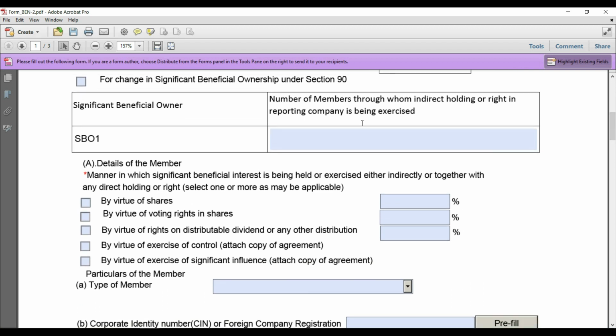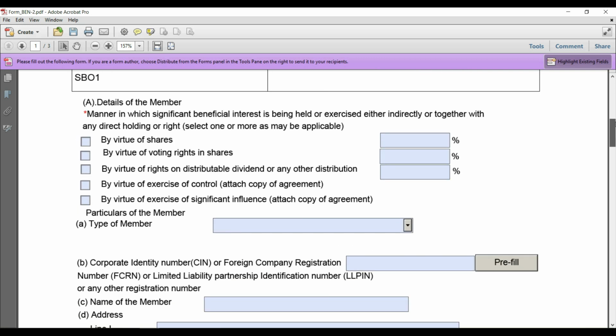Okay. For the significant beneficial owner member through whom the indirect holdings or rights in the reporting company are to be exercised, actually, we don't have to mention any significant beneficial owner ID over there, because if after this form we want to file the BEN-2 in case of a change in the significant beneficial ownership, then in that case it will be taken automatically. Okay. Now the details of the member.